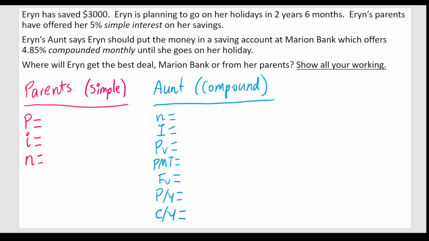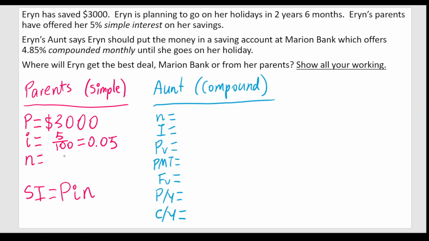The one from the parents is just talking about simple interest. So we're just going to use the simple interest equation, which is SI equals principal times interest times the number of years. Remember that the principal is going to be the amount we start off with, so 3,000. The interest, when we use simple interest, has to be a decimal, so you can either write 5 over 100, or you could also write 0.05. And the number of years is 2 years, 6 months, so that is 2.5 years. Just make sure you don't write 2.6.